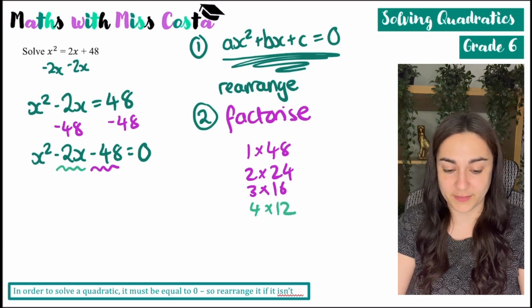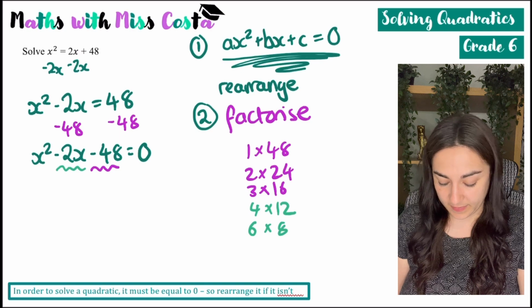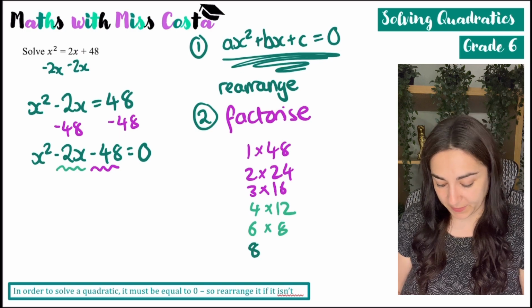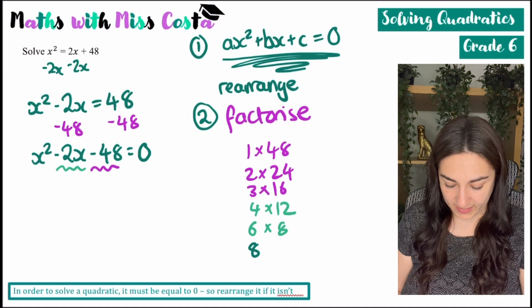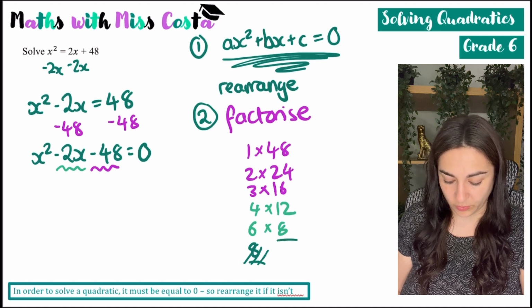48 divided by 5 doesn't work. 48 divided by 6 is 8. And then you'd get 7, which doesn't work, and then you'd get 8. So you know you've got all the factors because as soon as a number on this side is equal to a number on that side, you know you've done all your factors.